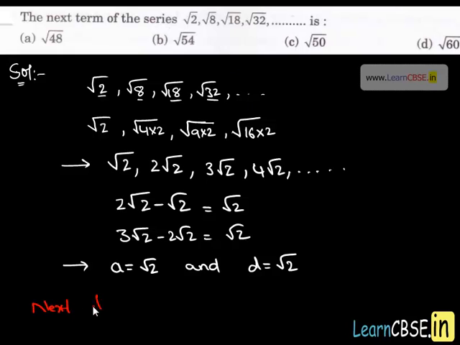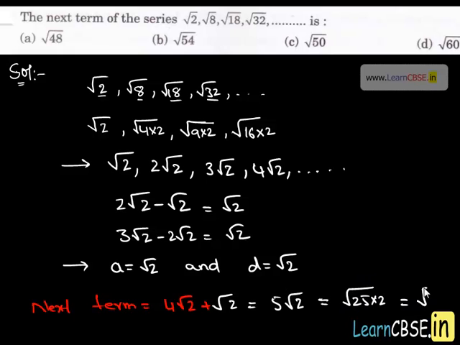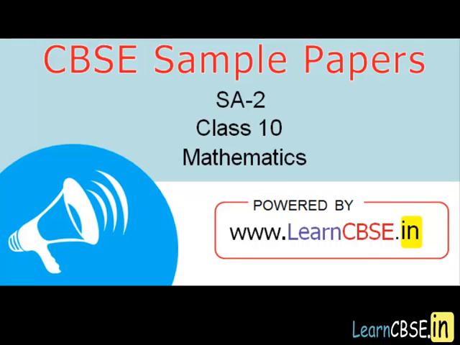That is, next term of the series is equal to 4 root 2 plus root 2, that is 5 root 2. If we send 5 inside the square root, we have 25 times 2, that is under root 50. So the required option for this question is C. Let us move to the next question.